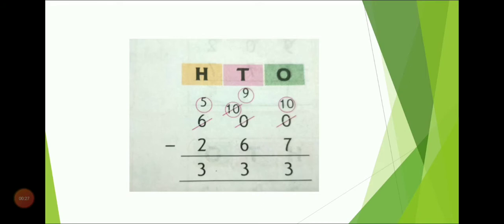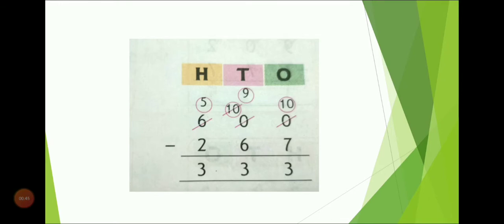Now we will subtract 7 ones from 10 ones. We will get 3 ones. So we will write 3 under the ones column. Then we will subtract 6 tens from 9 tens. We will get 3 tens. So we will write 3 under the tens column.